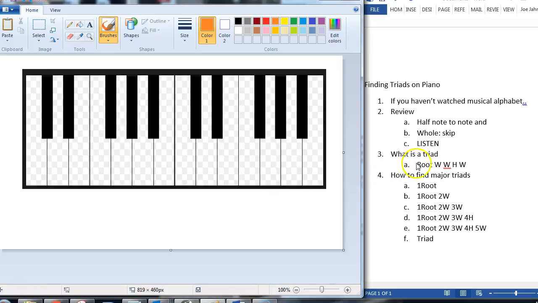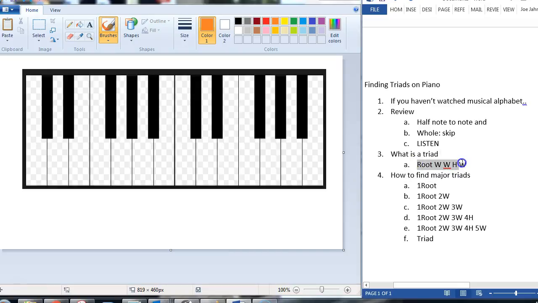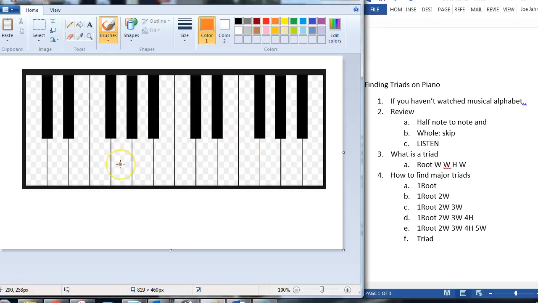There's a pattern called whole, whole, half. So you don't count the root. Let's start on G. Here's your 1. You go up a whole step to 2, a whole step to 3, a half step to 4, and then another whole step to 5. So we did root, whole, whole, half, whole. If you don't understand that, do it one more time, and if you still don't, rewind and watch this a couple times.